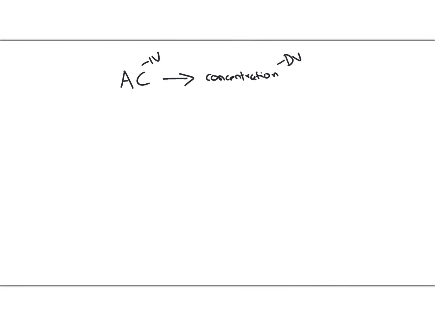So whatever change is being brought about that is dependent on something is the DV, and the variable that is causing the change is the IV. So over here, the IV is the AC and the DV is concentration.